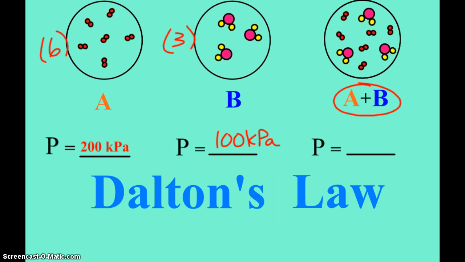Then we know when we mix gases together, the total pressure of the mixture is the sum of the partial pressures. So my mixture has 300 kilopascals of pressure.